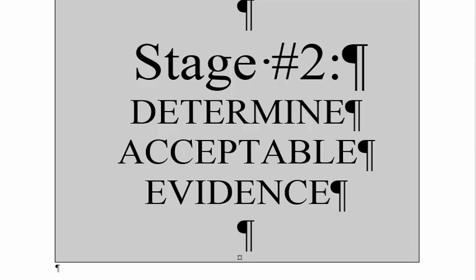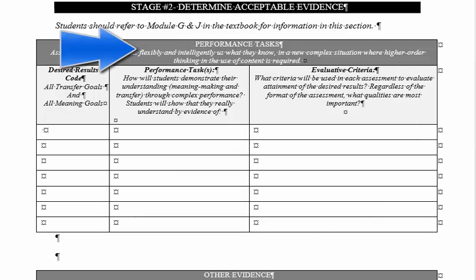So now that you have read through and gotten the background on stage 2, we will now look at the template. So this is stage 2, determine acceptable evidence. The first thing you're going to have to develop are the performance tasks. These are your assessments where students will demonstrate what they know in pretty complex situations that require higher order thinking.